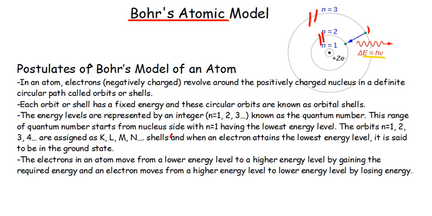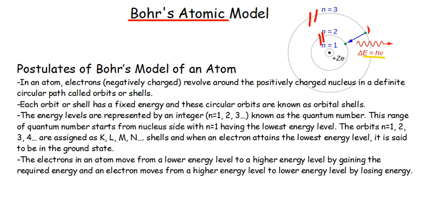So in summary, or more in detail, if you look at these postulates, that's what they tell us. I'll read through. The first one says in an atom, electrons, which are negatively charged, revolve around the positively charged nucleus in a definite circular path called orbits or shells. That is just talking about the diagram. The second postulate is that each orbit or shell has a fixed energy, and these circular orbits are known as orbits or shells.